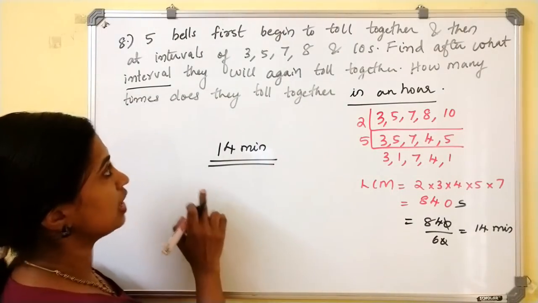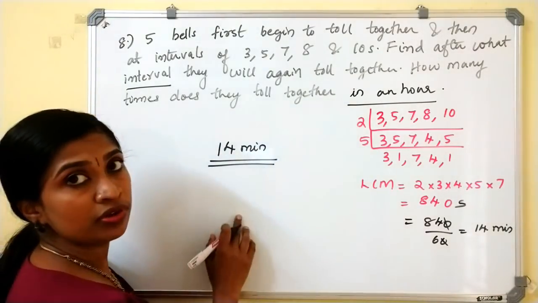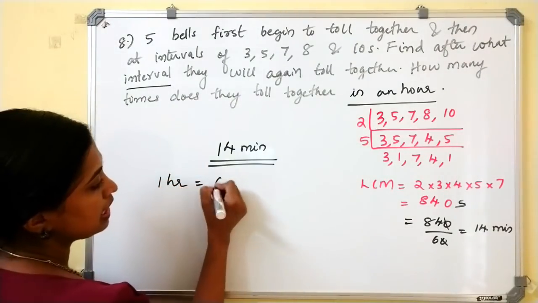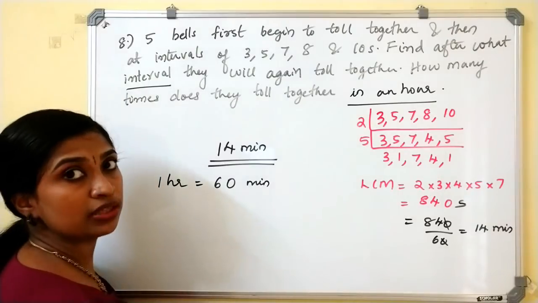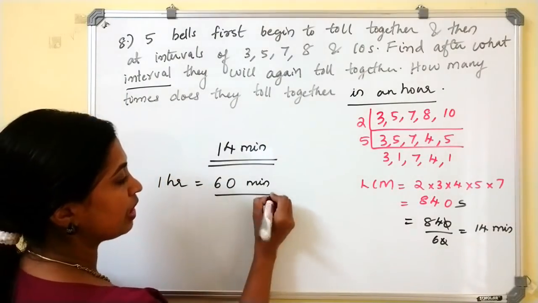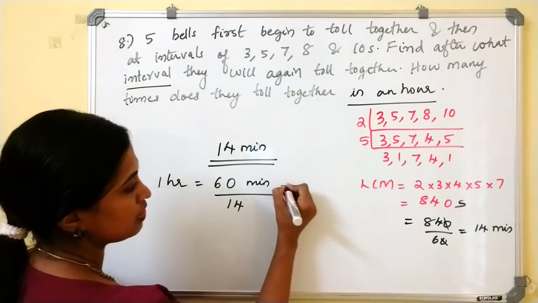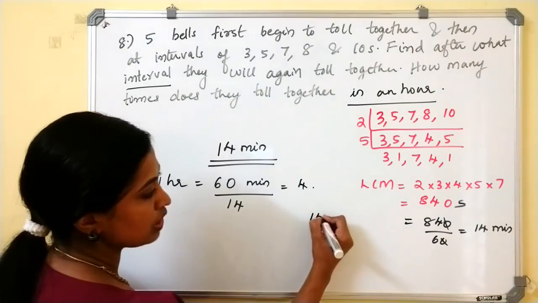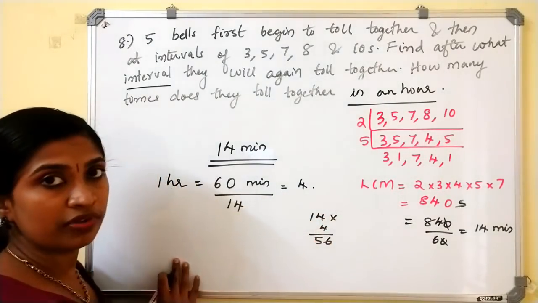And the second question is, how many times do they toll together in an hour? In an hour means 1 hour, which is equal to 60 minutes. In 60 minutes, how many times do they toll together? So 60 divided by 14, they toll at intervals of 14 minutes. So 60 by 14 is equal to 4 point something. 14 into 4 is 56. So 4 times they toll in an hour.